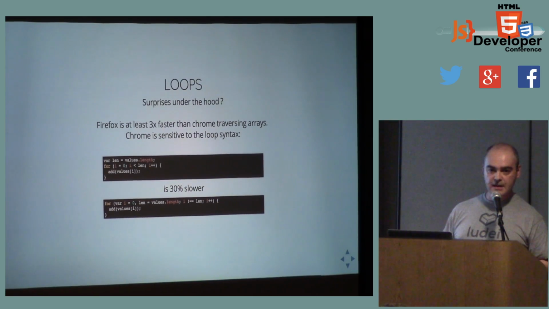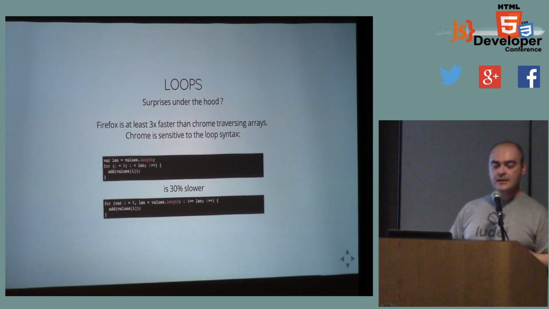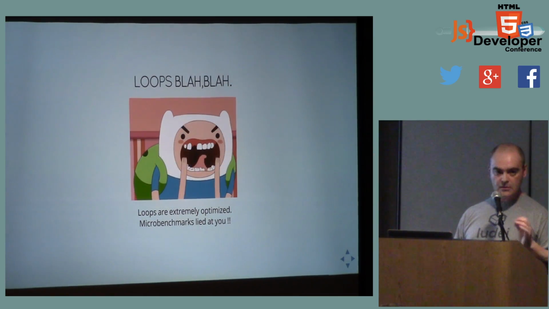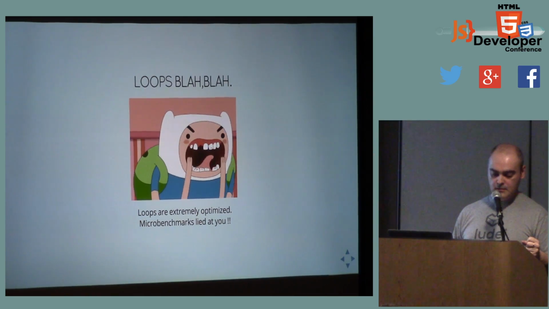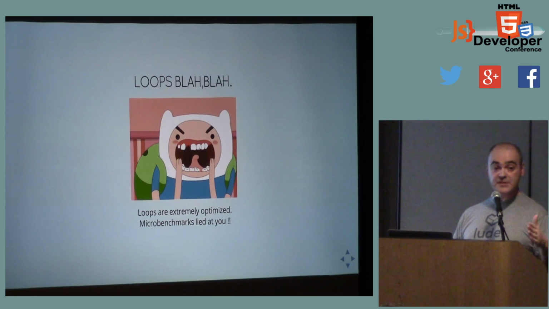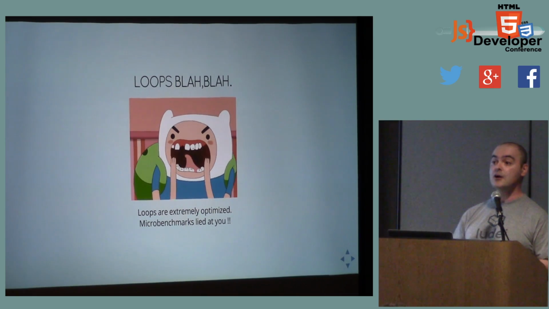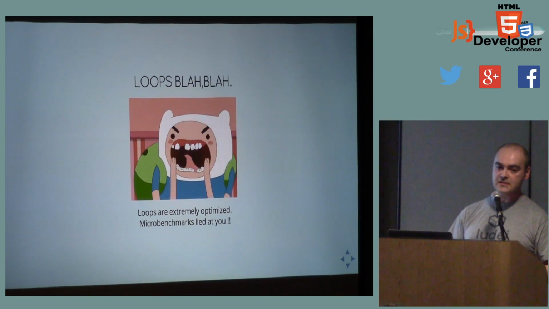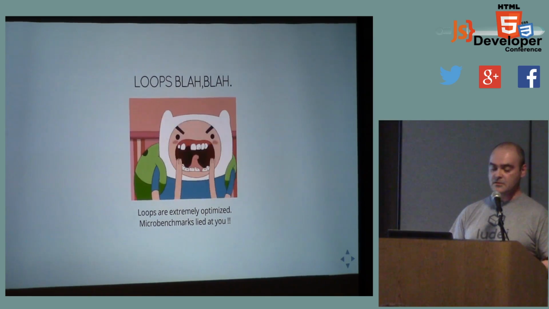So then we have loops, and I know we all have been looking around at tons of micro benchmarks about this loop being faster than the other, Chrome taking longer to traverse an array than Firefox. Do you know that? Micro benchmarks lied to you. It takes some time for the JIT system to identify the hotspots of the code and translate that code into actual native code. So if you want to micro benchmark things in loops, my advice is don't do it.